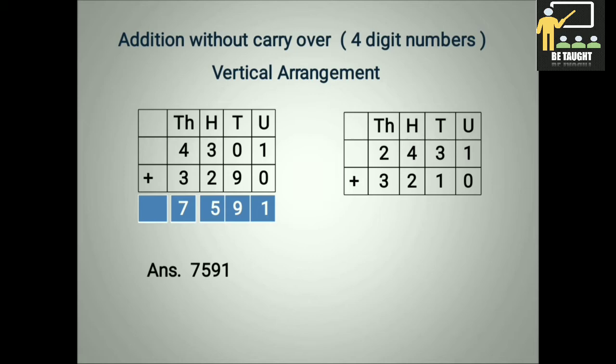We'll see one more example. 2431 plus 3210. We start from the units place. 1 plus 0 is equal to 1. Tens place, 3 plus 1 is equal to 4. Hundreds place, 4 plus 2 is equal to 6. Thousands place, 2 plus 3 is equal to 5. So our answer is 5641.